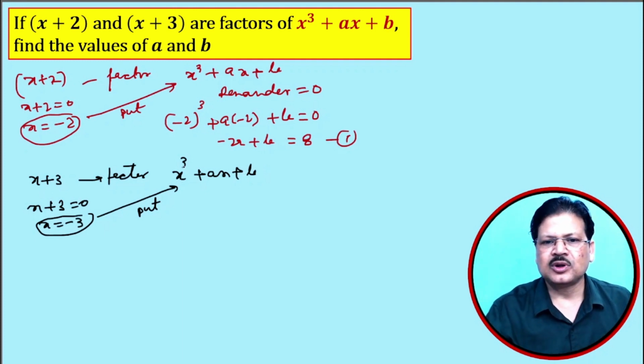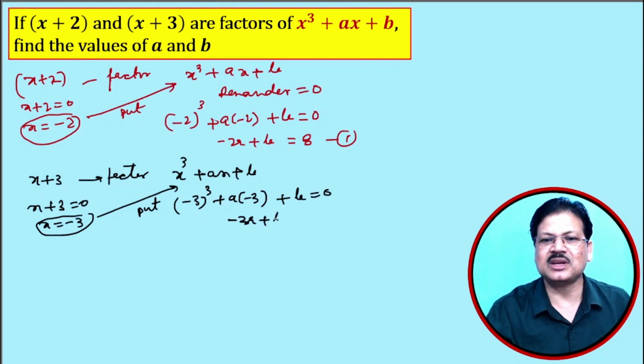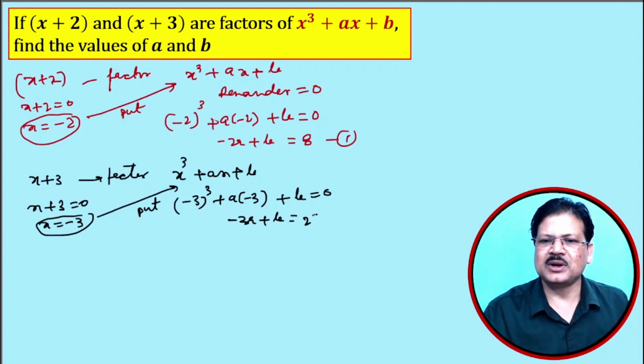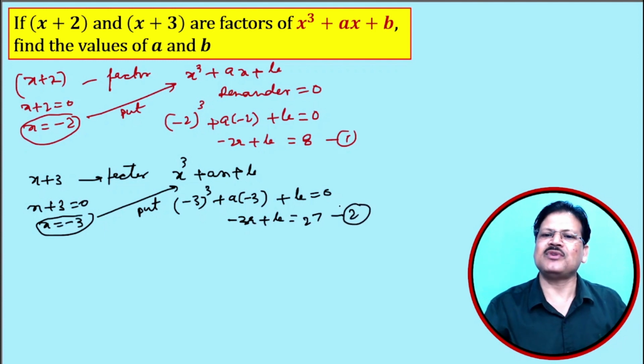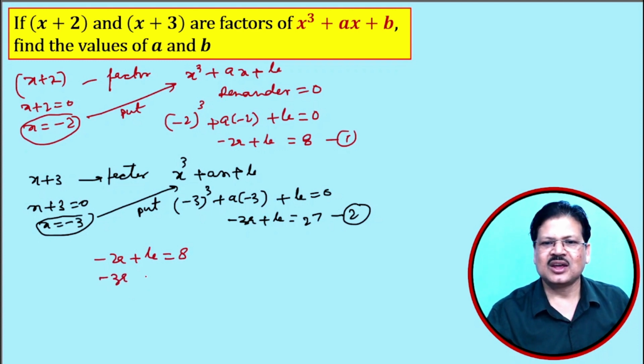So let us put -3 whole cube plus a into -3 plus b equal to 0. Remainder is equal to 0. That is, -3a plus b will be equal to -27 on that side, and here it becomes 27. This is your equation 2. Now we will solve both the equations: -2a plus b equal to 8 and -3a plus b equal to 27.